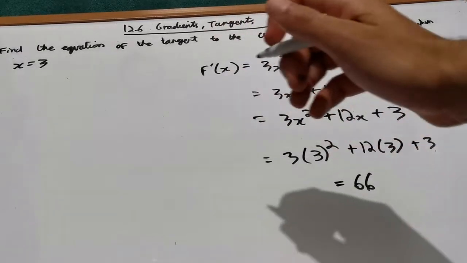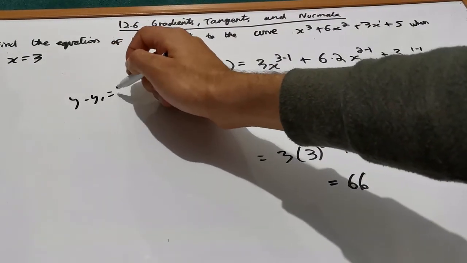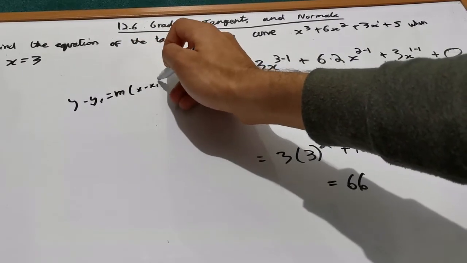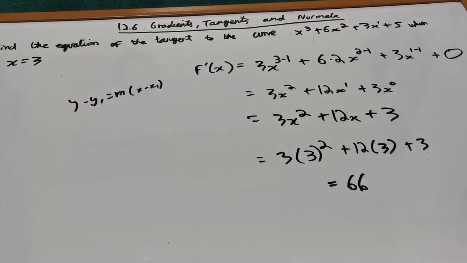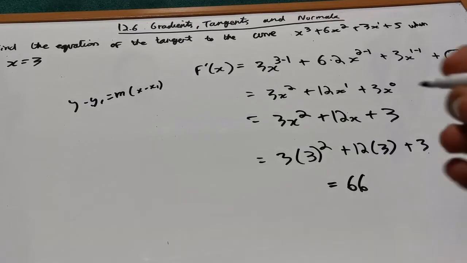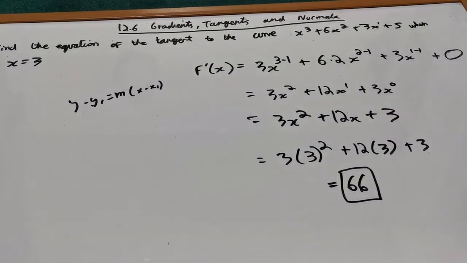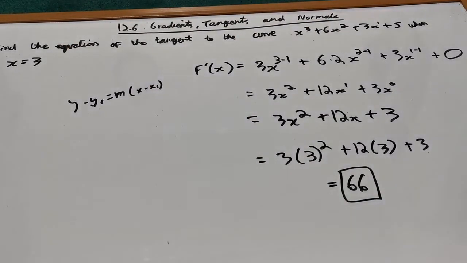Now, if you use y minus y1 is equal to m times x minus x1, you can use this equation to find out the equation of the straight line or the tangent to the curve at this point. So we know our gradient is 66. To use this equation, we also need one coordinate, so an x and a y value. We only have an x value, so x is 3.